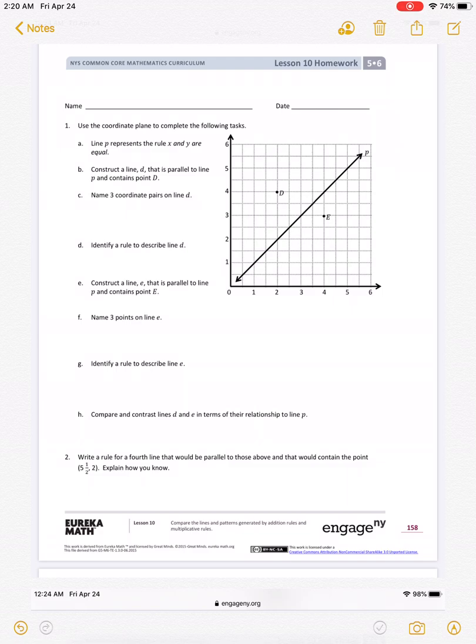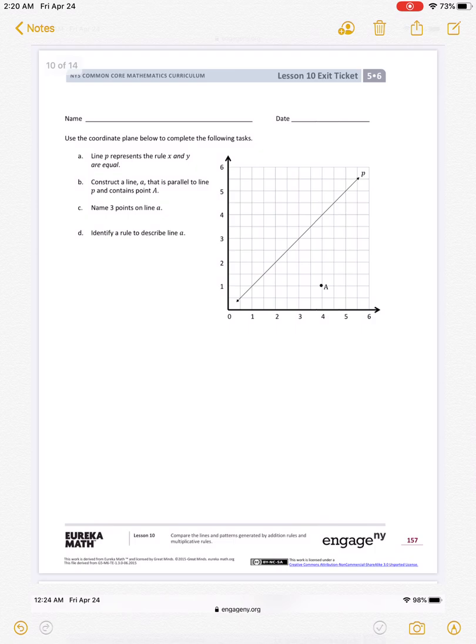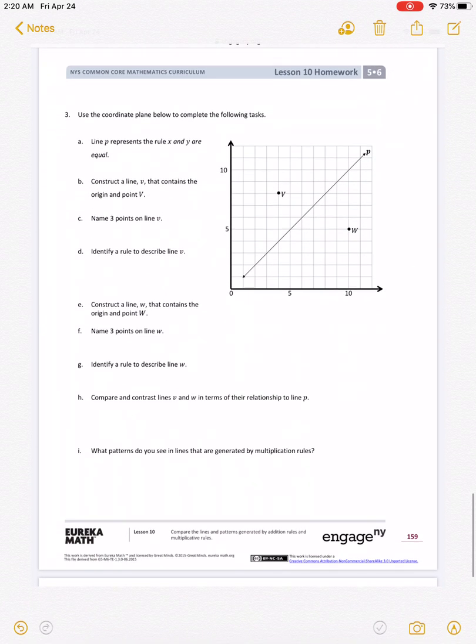So pause it here. If you need to copy your homework, copy it. If you need to just write your answers and your grid, you can do that. And some of us are taking screenshots and writing on our iPads. That's fine. All right, that's homework number 1. I don't know why it mixed up, but it did. This is the exit ticket, you all. And then here's homework page number 2.